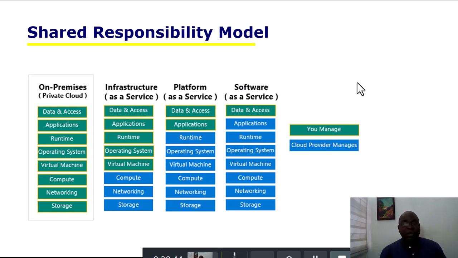You manage everything. For infrastructure as a service, you manage your data, assets, application, runtime, operating system, and virtual machine. For platform as a service, you remember that you're only bringing your application and your code. How you assess the platform and your application, that's all that matters to you. You leave all the rest to the cloud provider. For software as a service, how you assess the application is all you care about. You leave all the rest to the cloud provider. So I hope that you got a high level overview of what we're talking about.